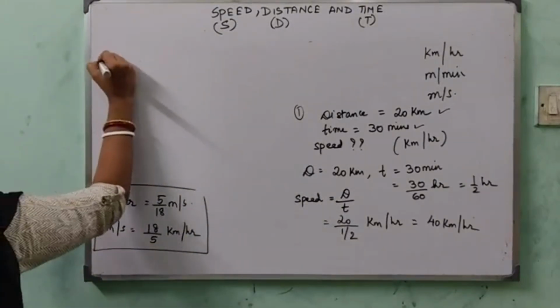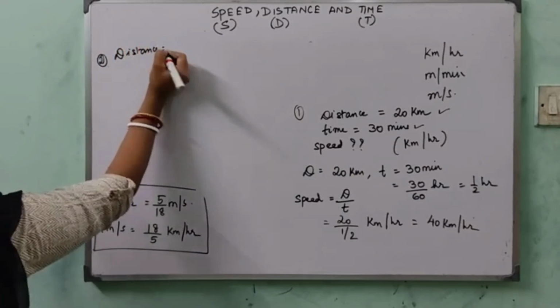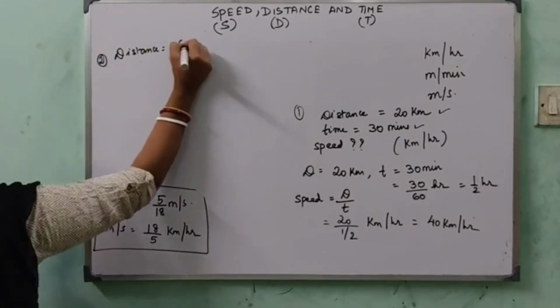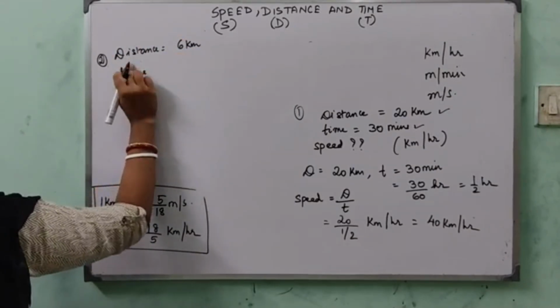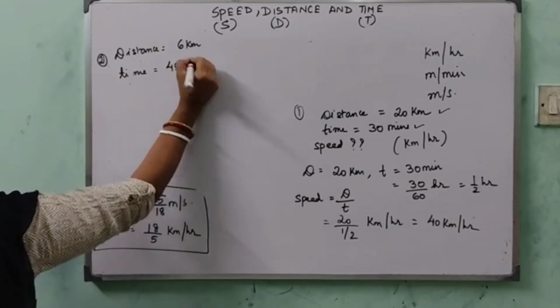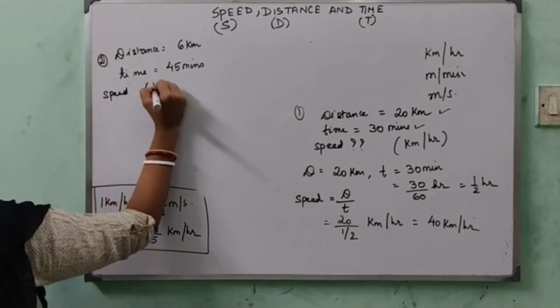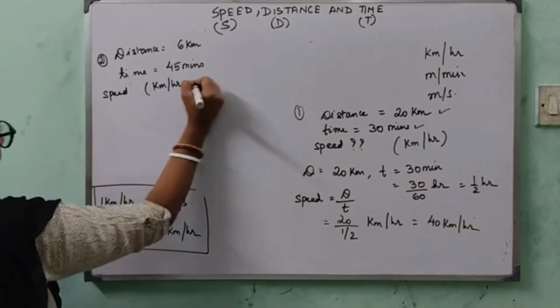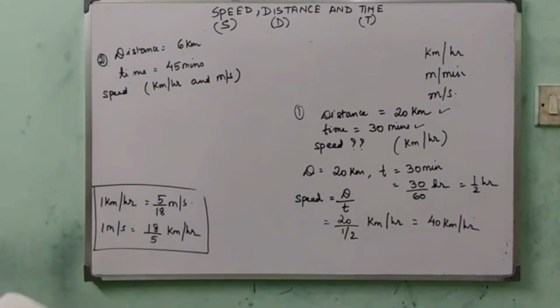Another example, if the distance is equal to 6 kilometers and time equals 45 minutes. If I say find the speed in kilometer per hour and in meter per second.